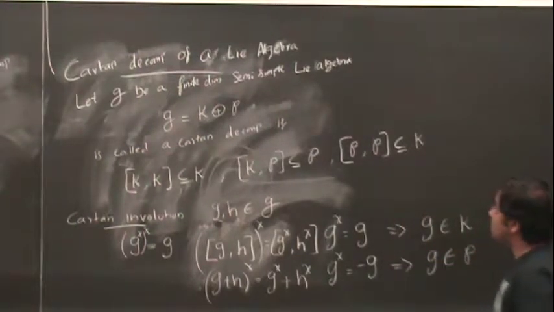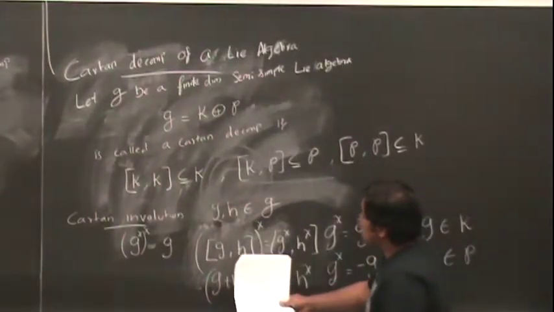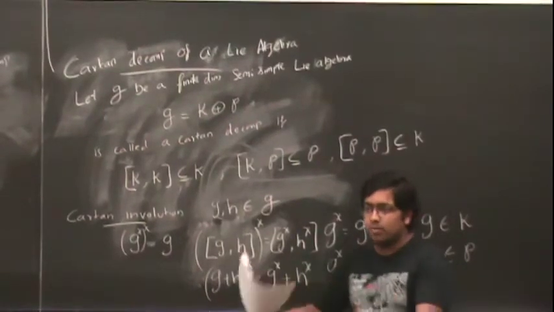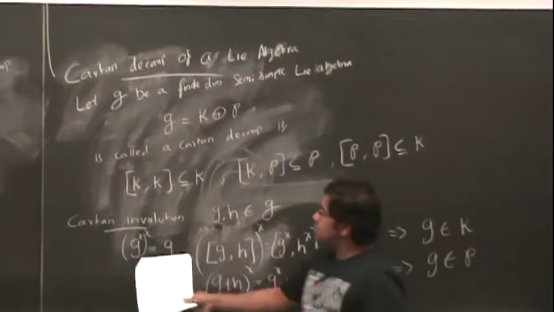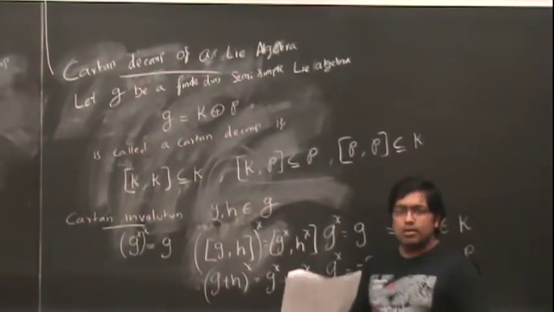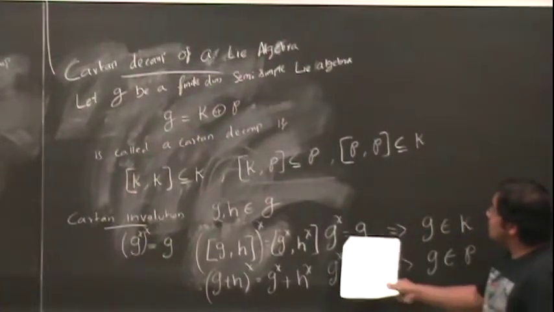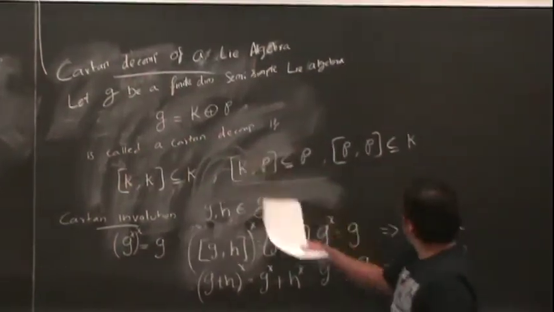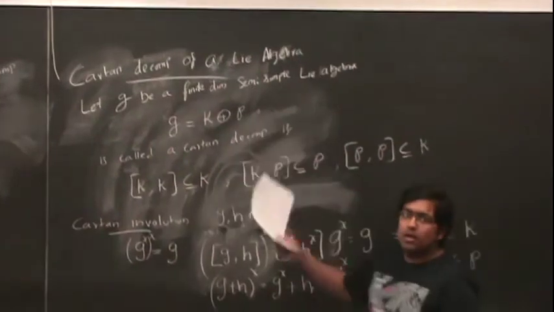So the main point is this. These two are the same thing as a conjugation when applied to the algebra, and since it is an involution, which means when you do it twice, you get back the same thing, it will have +1 and -1 eigenspaces, and the +1 eigenspace is such that it is in K, and the -1 eigenspace is such that it's in P.